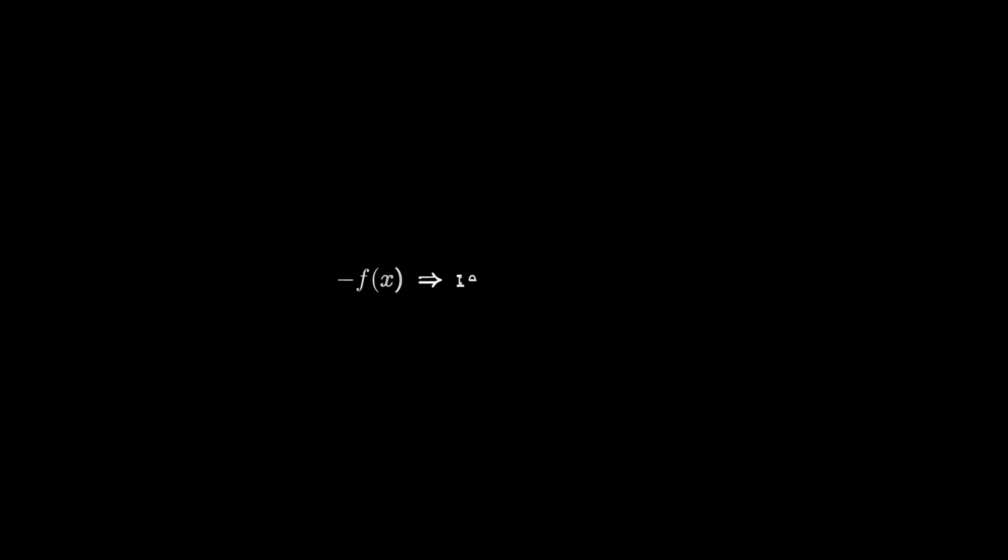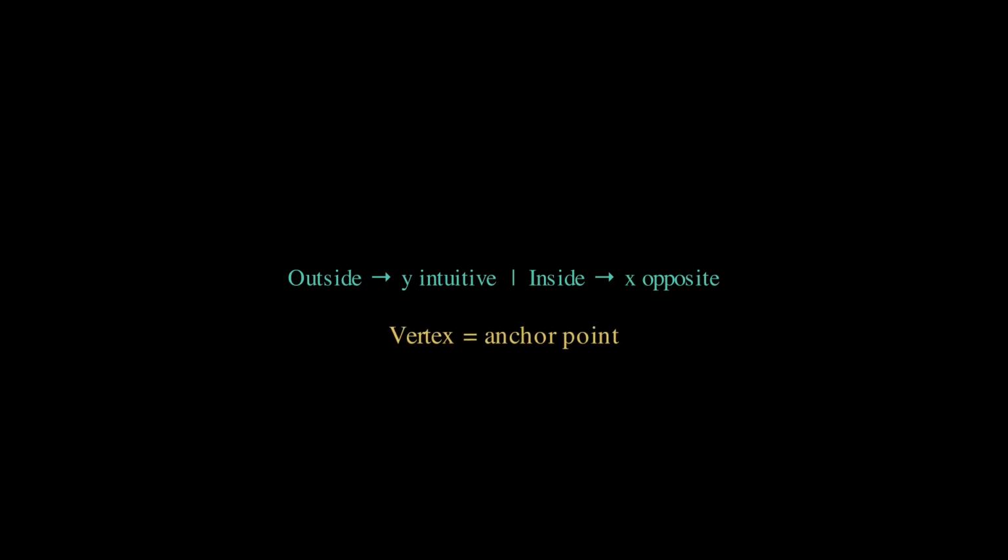f(x minus h) moves right by h. Reflections and stretches: negative f(x) reflects across the x-axis. A constant times f(x) vertically stretches by the absolute value of that constant. The clean summary: outside changes behave intuitively with y. Inside changes affect x in the opposite direction from the sign you see. If you only remember one picture, remember the vertex of a parabola. It travels exactly where the transformation rules predict.